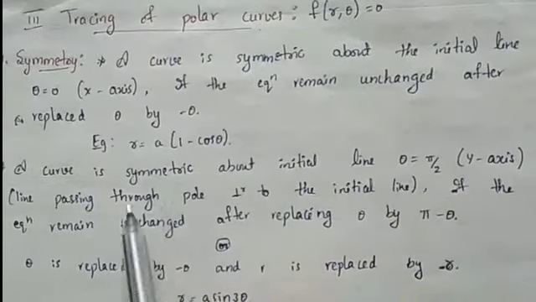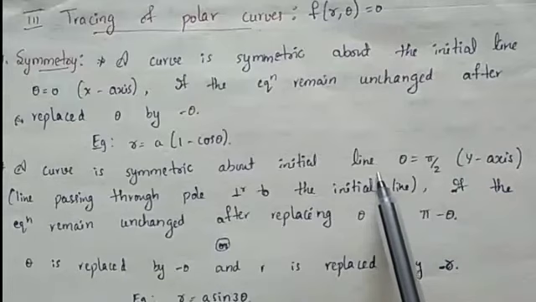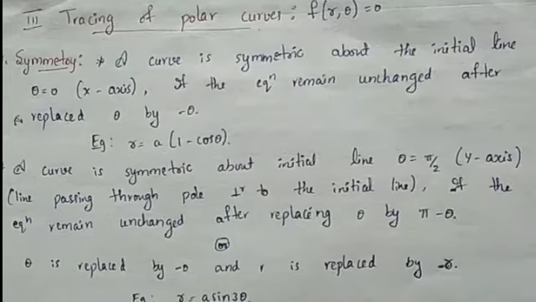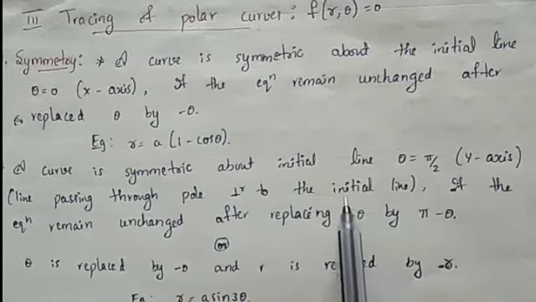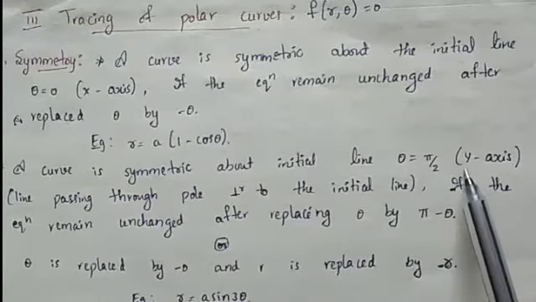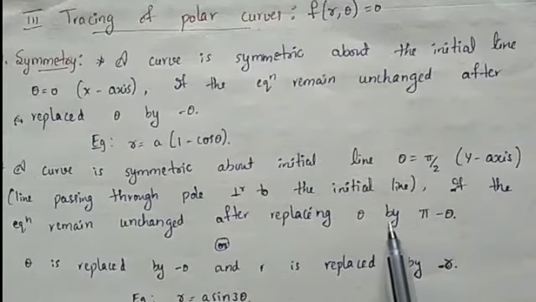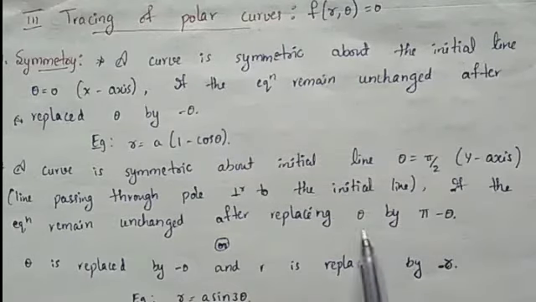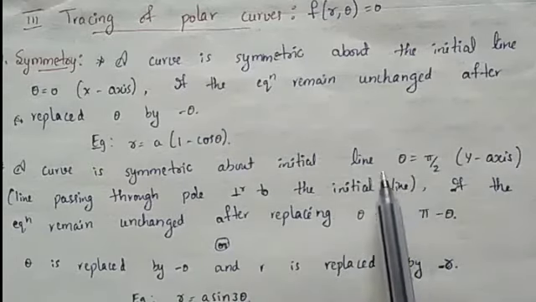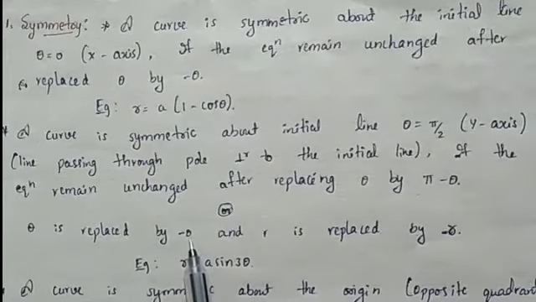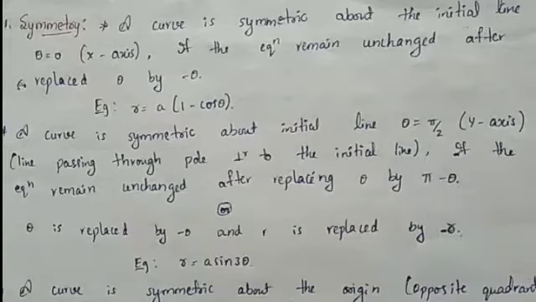The next point is that the curve is symmetric about the line theta is equal to pi by 2. This line is the y axis, the line passing through the pole perpendicular to the initial line. That is nothing but the y axis. If the equation remains unchanged after replacing theta by pi minus theta, the curve is symmetric about the line theta is equal to pi by 2. Or theta is replaced by minus theta and r is replaced by minus r, the curve is symmetric about the line theta is equal to pi by 2.